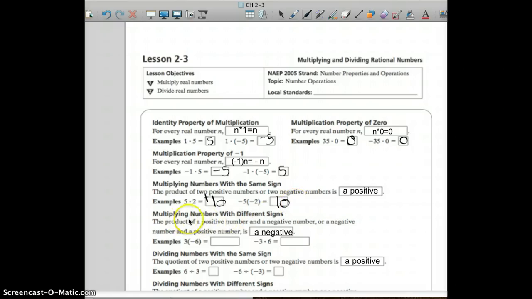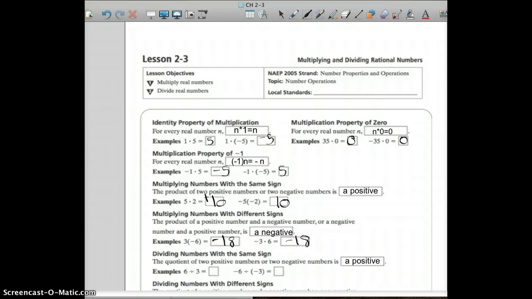Now, if we're multiplying numbers with different signs, the product of a positive and a negative, so they're going to be opposite signs, or a negative and a positive, is going to be a negative. So here we have 3 times -6, which gives us -18, and -3 times 6 gives us -18 as well.